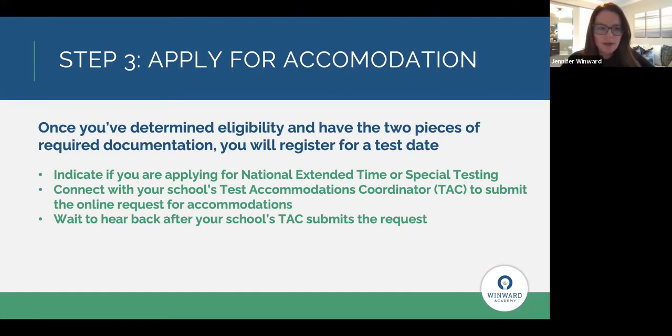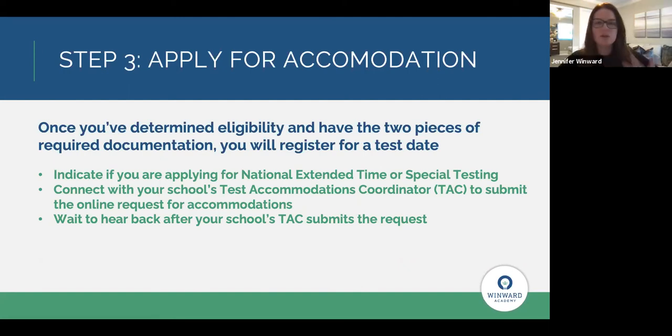When you are applying, you're going to indicate, are you in the national extended time bucket, or are you in that special testing bucket. So remember, those are the two different ways that they break up the different accommodations that they provide. Once you know what you're applying for, you have to connect with someone from your school, right? There is a designated person at every high school who is the test accommodations coordinator. You will work with that person to submit the request to ACT for accommodations.